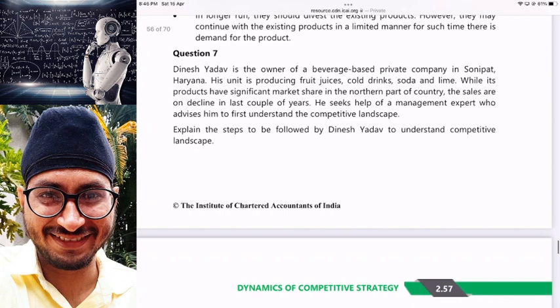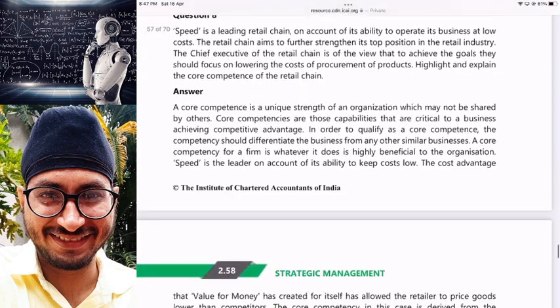Next, Dinesh Yadav. Clear? Dinesh Yadav is the owner of a beverage company in Sonipat, Haryana. His unit is producing fruit juices, cold drink, soda and lime. While its products have significant market share in the northern part of the country, the sales are on a decline in the last couple of years. He seeks the help of a management expert who advises him to first understand the competitive landscape. Explain the steps to be followed by Dinesh Yadav to understand the competitive landscape. Direct question we have discussed just now. Just now we have discussed the same concept. Next.